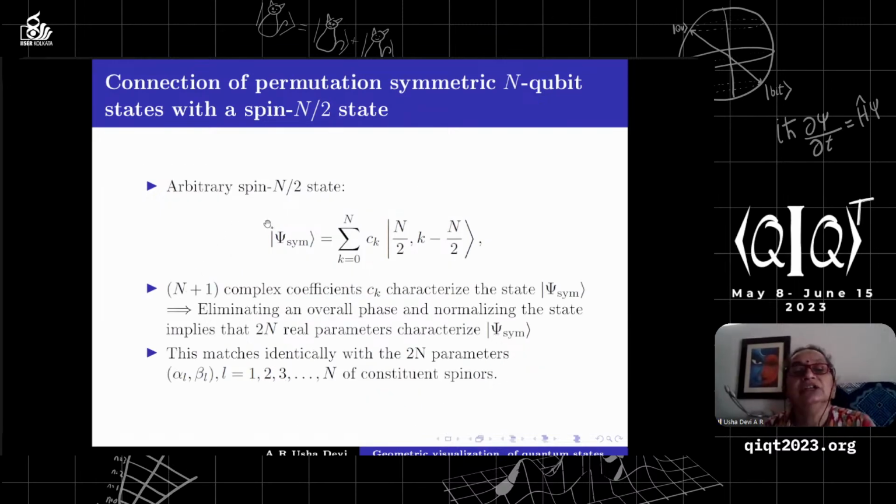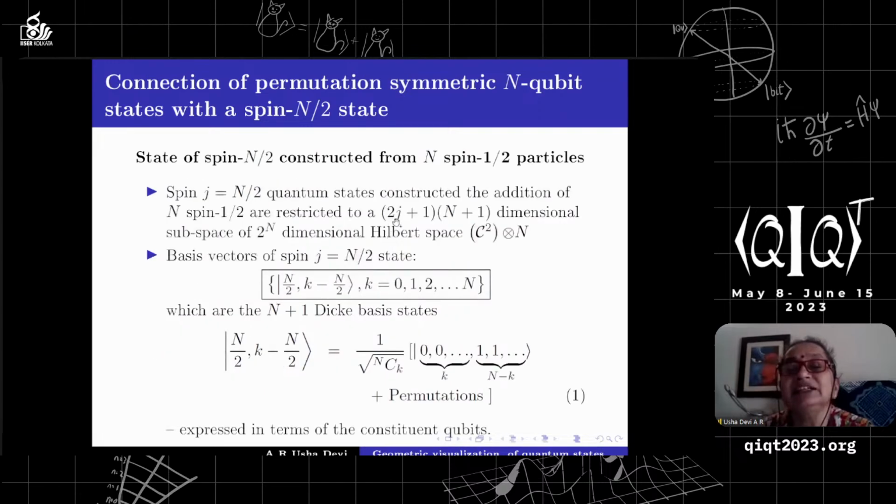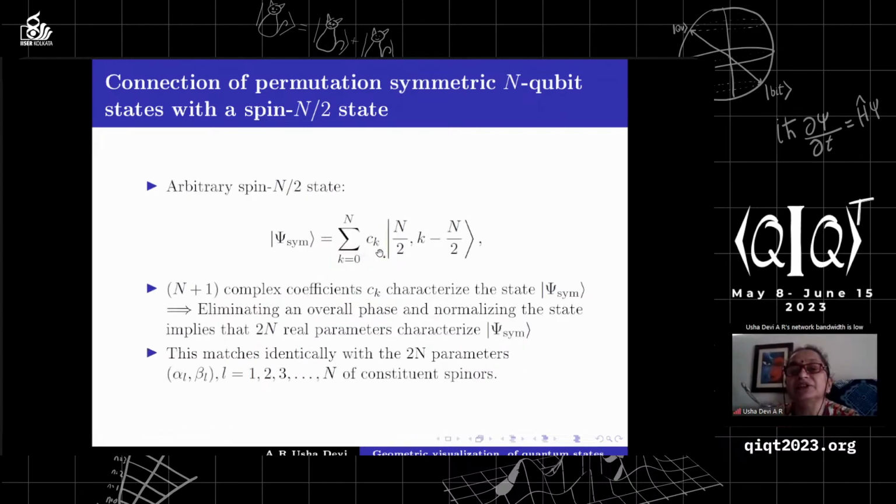Now I count. If I take an arbitrary spin J state, I can expand that state in terms of coefficients Ck in this basis. That is a usual vector expansion. In a quantum state, I have Ck determining my n qubit pure state here. Now, what is the Ck? How many numbers are there? Again, counting. If you take Ck, there are actually n plus 1, that is, the dimension of the Hilbert space is n plus 1. It's an n plus 1 component column. So you have n plus 1 complex numbers, Ck.